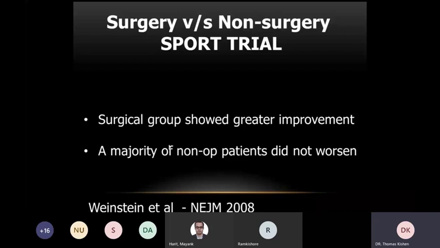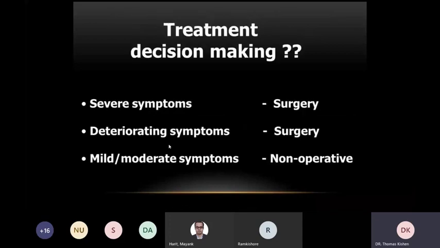to remain status quo. So surgery has been shown to provide greater improvement in symptoms, but a majority of non-operative patients did not worsen. So this is from the SPORT trial that came out. So how does that affect decision making? If the patient has got severe symptoms, then it's worthwhile offering them surgery, or if they've got deteriorating symptoms, it's worthwhile offering them surgery.